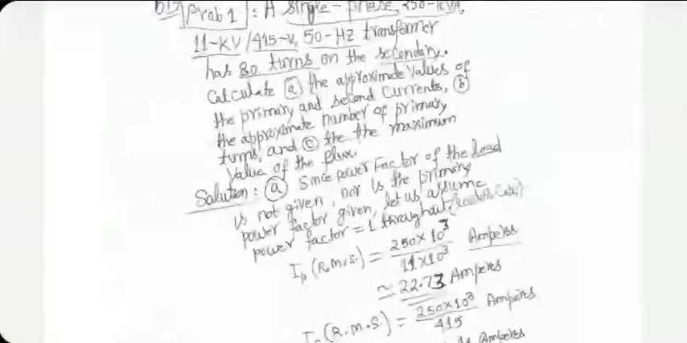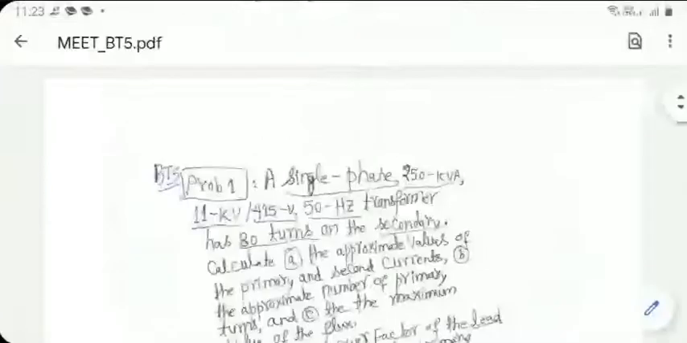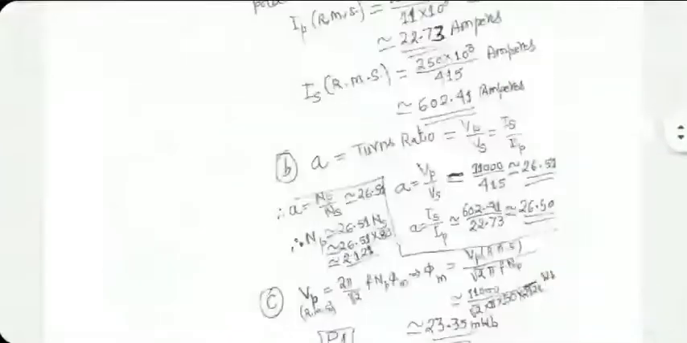So, number of turns in the primary is very easy to calculate. You know the turns ratio. You know the number of turns in the secondary, which is 80. You can easily calculate the number of turns in the primary. It is 2121 almost.